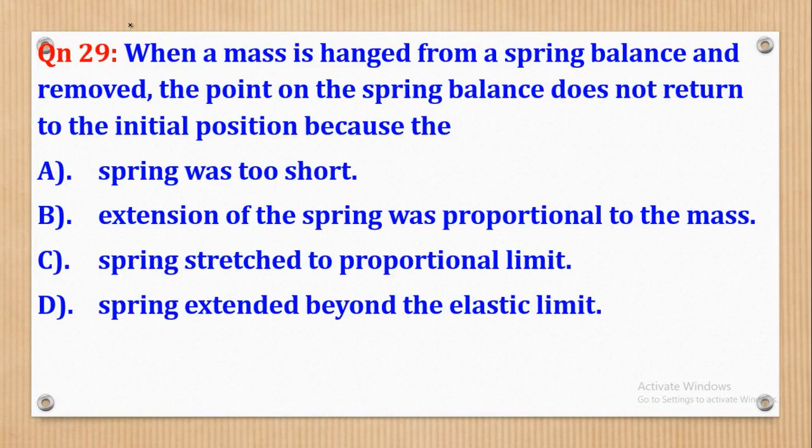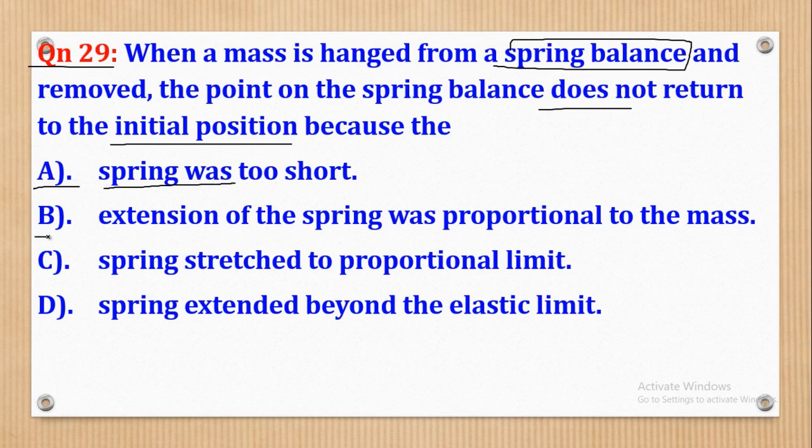Now we shall go to question 29. So question 29 says, when a mass is hung from a spring balance and removed, the pointer on the spring balance does not return to the initial position. Does not return to the initial position because option A, the spring was too short. Option B, the extension of the spring was proportional to the mass. Option C, the spring stretched to proportional limit. Option D, the spring extended beyond elastic limit.